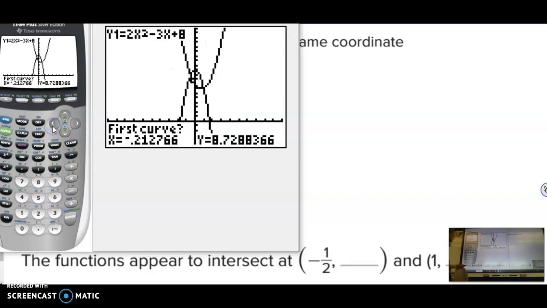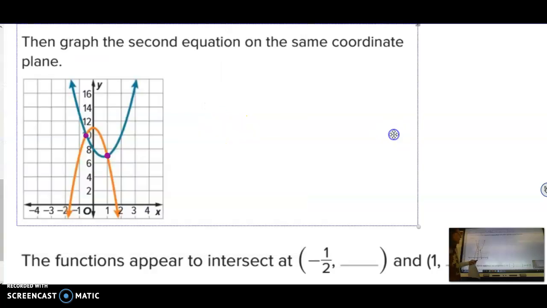It'll ask first curve, so just move so you're close to one of the intersections. You'll hit enter. Second curve, just hit enter again, and it'll just take you on to the other graph. Guess, just hit enter again. Again, we're just focusing on this answer right now. You can only do one at a time. So I just hit enter a bunch of times, and I see the first intersection is (-1/2, 10).